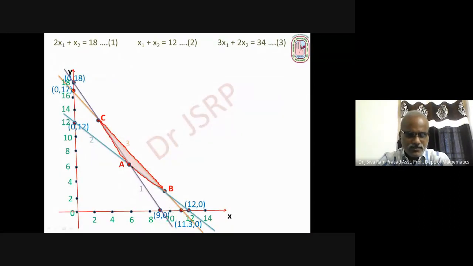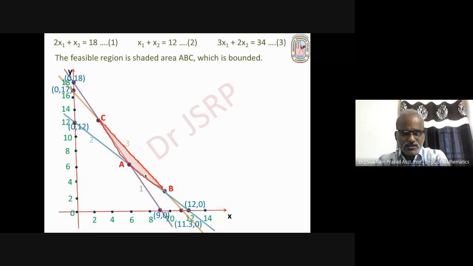Right. So this is feasible solution region. The feasible region is shaded area ABC, which is bounded. So this region is also bounded since it can be inscribed in a circle of finite radius. So it is bounded. Right. The extreme points are A, B, C.